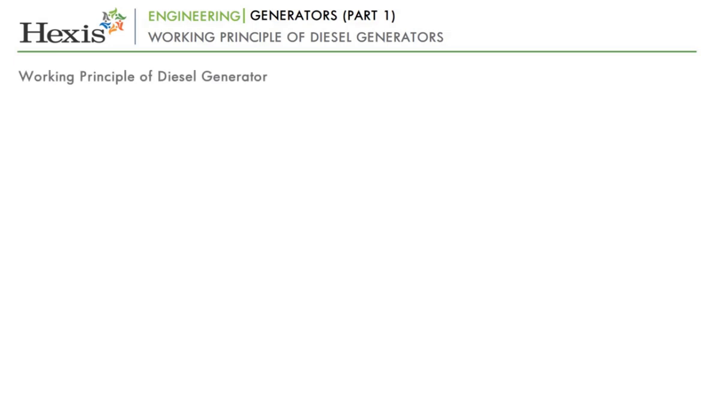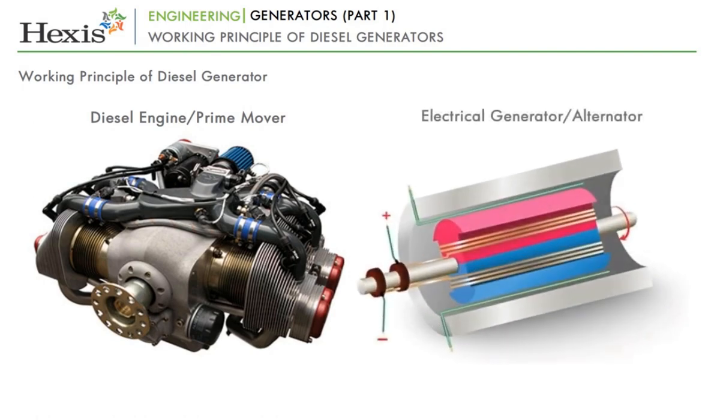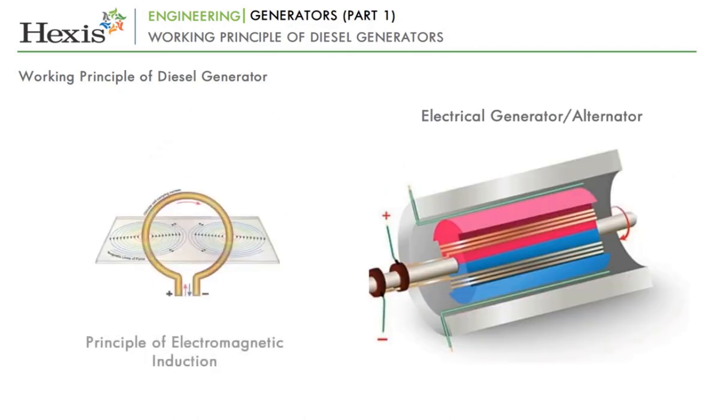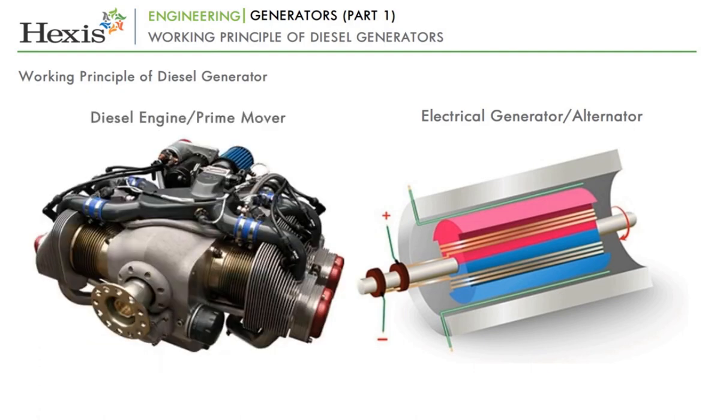Next, let's take a look at the working principles of a diesel generator. A diesel generator is a combination of the diesel engine, also called a prime mover, and the electrical generator, that is, the alternator or AC generator producing alternating current. The diesel engine or prime mover works on the principle of internal combustion or IC, while an alternator works on the principle of electromagnetic induction based on Faraday's law. The combination of these two working parts in the generator is important to understand how electricity is generated.